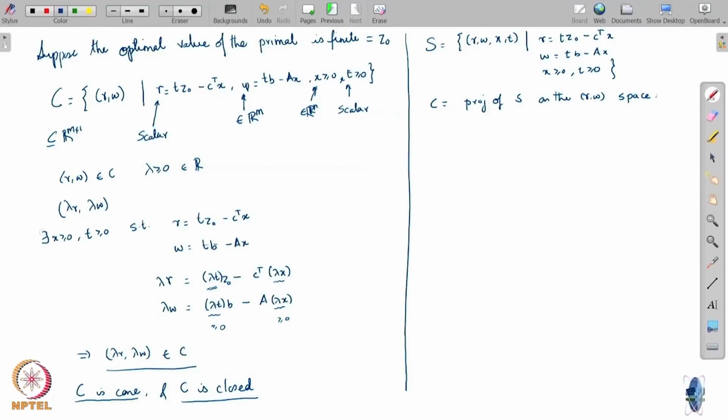It's a vector that satisfies some linear inequalities. It's a set of vectors that satisfy linear inequalities, so S is itself a polyhedron. So, the shadow of a polyhedron has to be a polyhedron. This is a projection. Therefore, C is a polyhedron and hence convex.